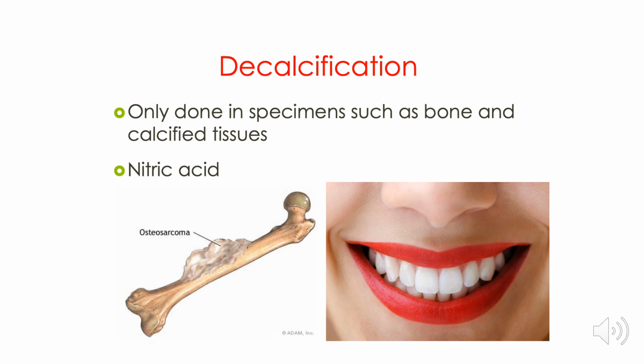So if I ask you in the quiz, okay, what's the first thing that we should do if we receive bone in the histopath laboratory? The answer should be fixation. Everything should start with fixation. And the second step will be decalcification.